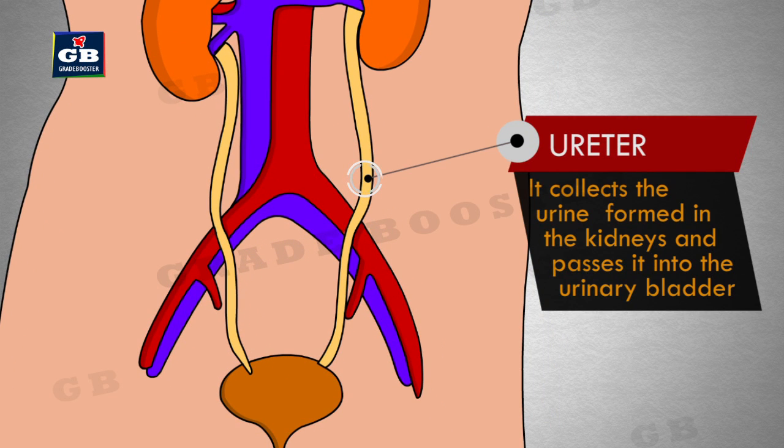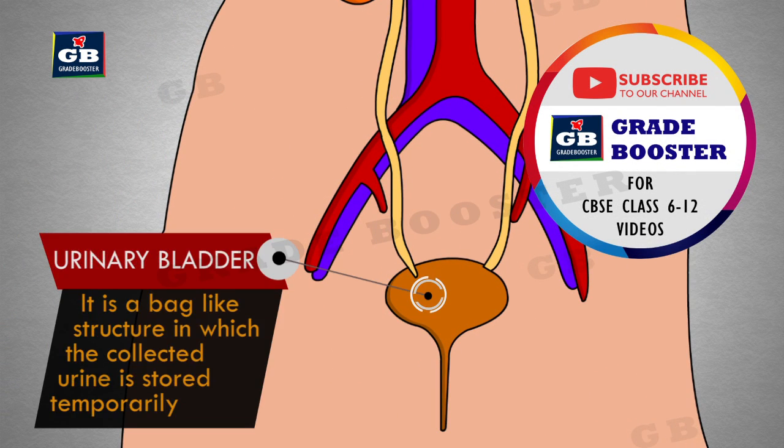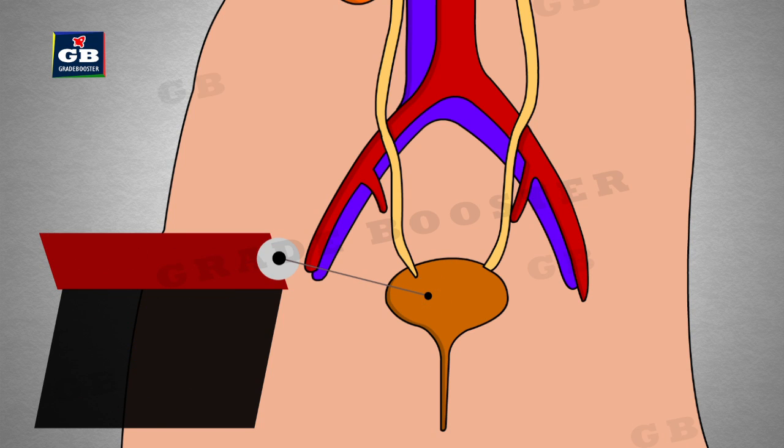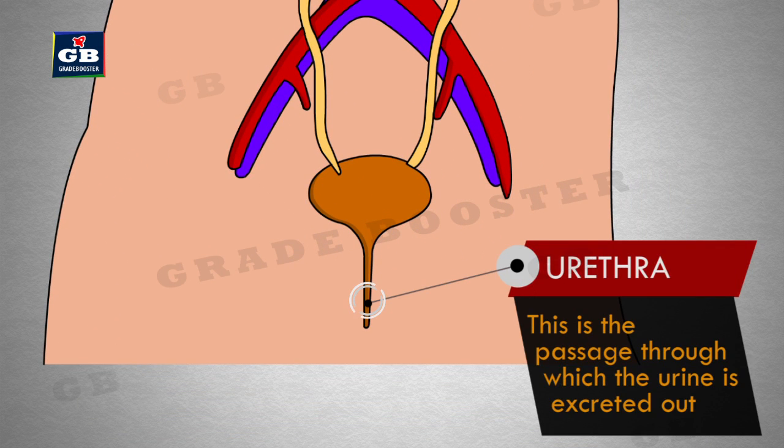This is ureter. It collects the urine formed in the kidneys and passes it into the urinary bladder. Urinary bladder. It is a bag-like structure in which the collected urine is stored temporarily. This is urethra. This is the passage through which the urine is excreted out.